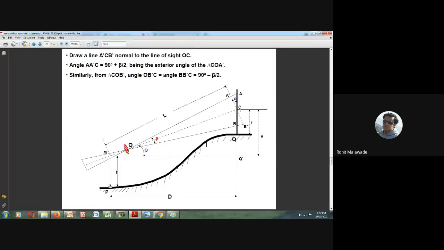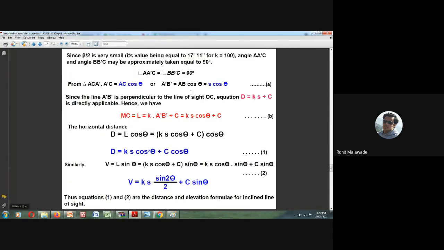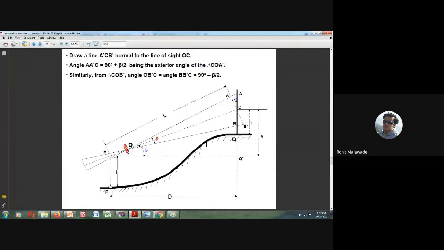Then since the line A dash B dash is perpendicular to the line of sight OC, the equation D will become, as we know from the line of sight, this particular distance D will become equal to Ks plus C.